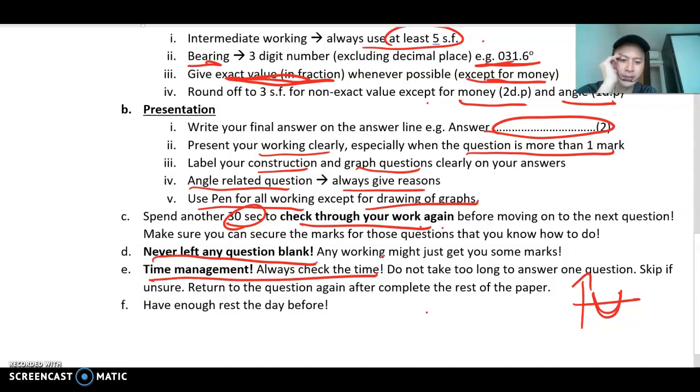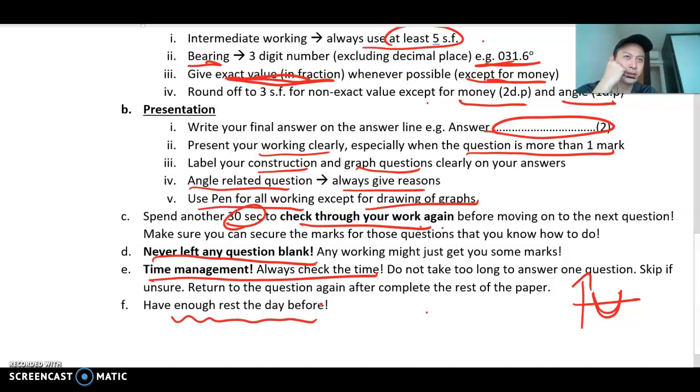Time management. Make sure you check the time. Questions with lesser marks are in front, all the way to the back questions with higher marks, but it doesn't mean that those at the back are always the harder ones. So make sure you look through everything, and scan through, and make sure that you secure those that you can secure.